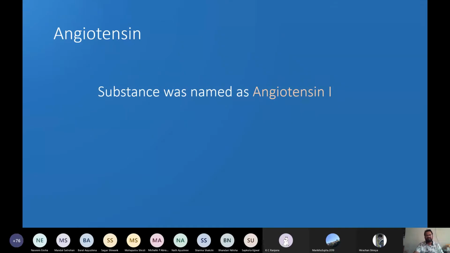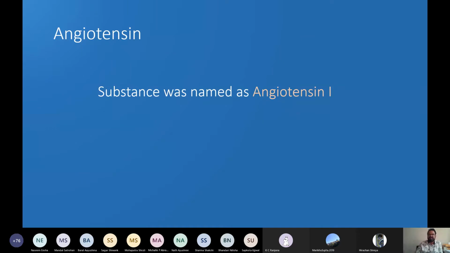So now what is angiotensin? Initially it was thought there was only one angiotensin. They thought that this angiotensin is one substance. Yes, basically it is one substance, but it has many variants. Okay, and now they are known as angiotensin 1, 2, 3.